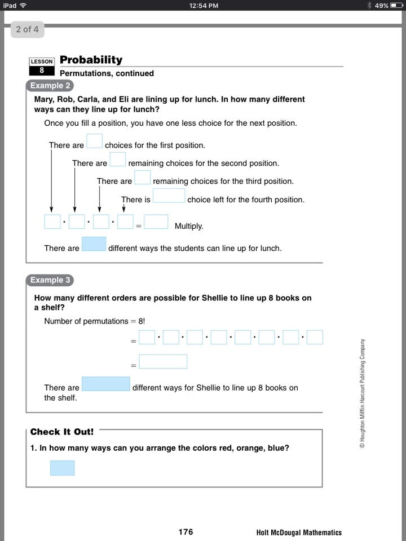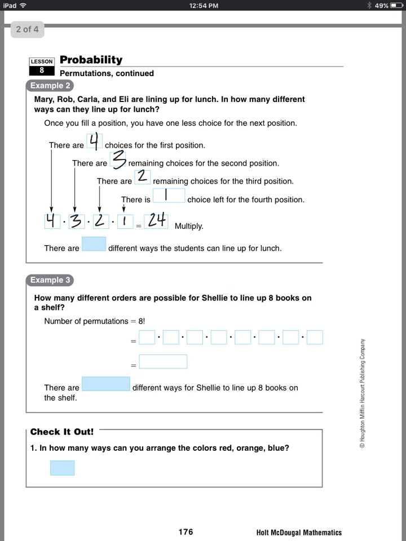Mary, Rob, Carla, and Eli are lining up for lunch. In how many different ways can they line up for lunch? So, because there are 4 of them, there are 4 choices for first position. There are 3 choices for second position. There are 2 choices for third position. And there's 1 choice for last position. And then we just multiply. 4 times 3 is 12, times 2 is 24, times 1 is 24.